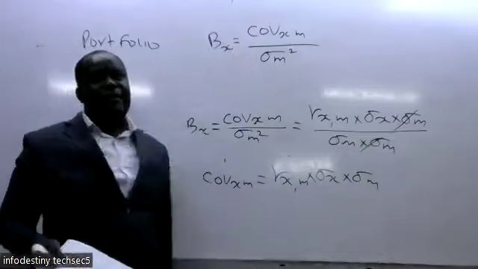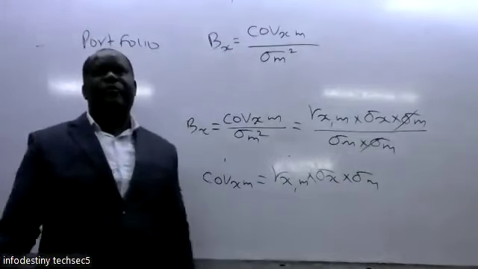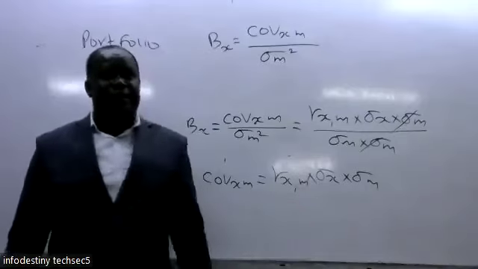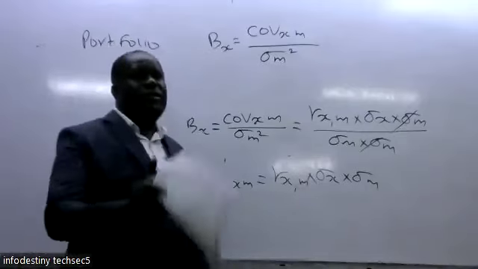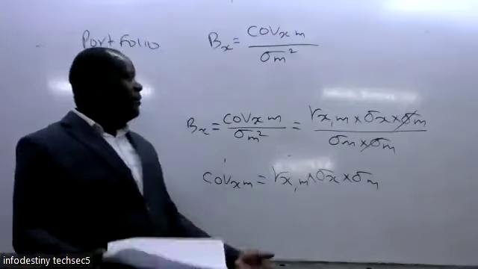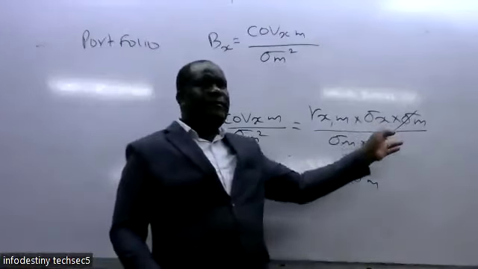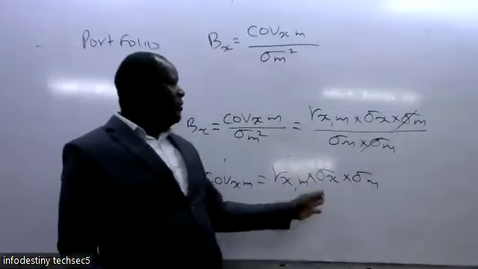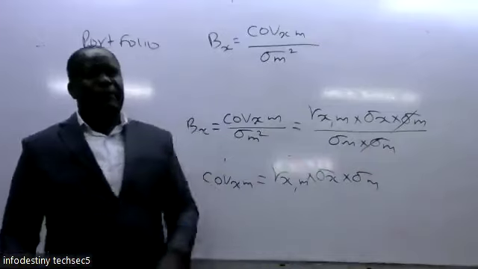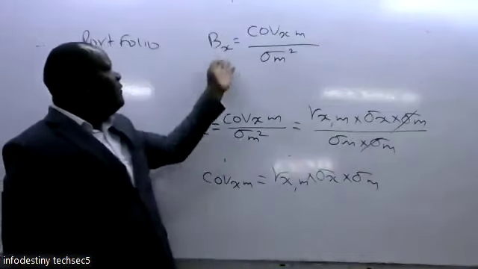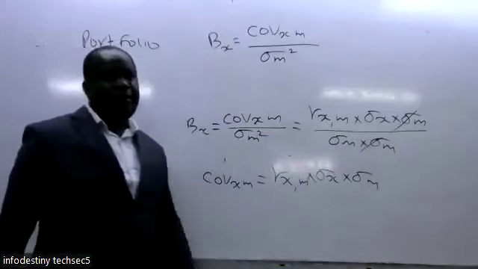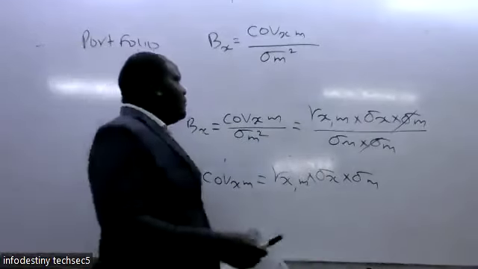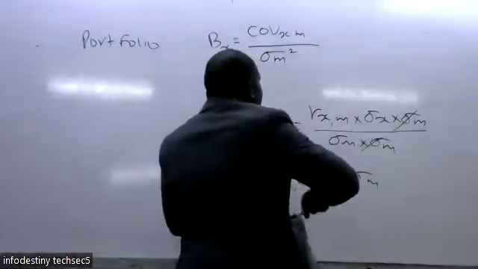So it depends on the information provided in the question. The other question had not given you the covariance, but instead gave you the correlation coefficient, the standard deviation for the portfolio and the standard deviation for the market. That's why we used that one. But for this particular question, they gave you the covariance. So now to get our beta factor, we should apply this formula. Then you compute the Treynor ratio.